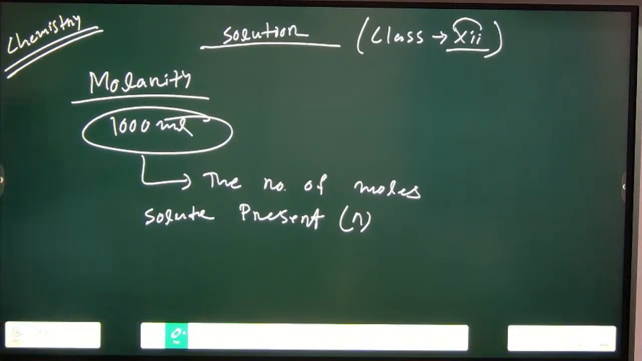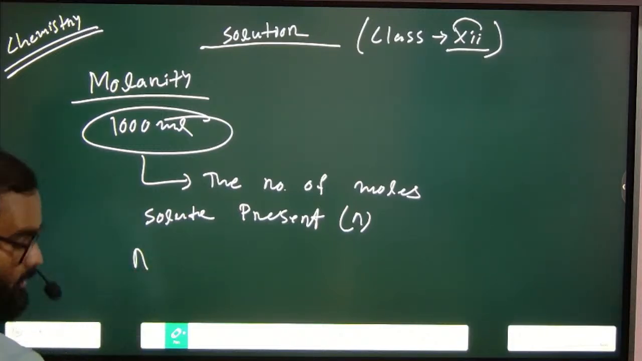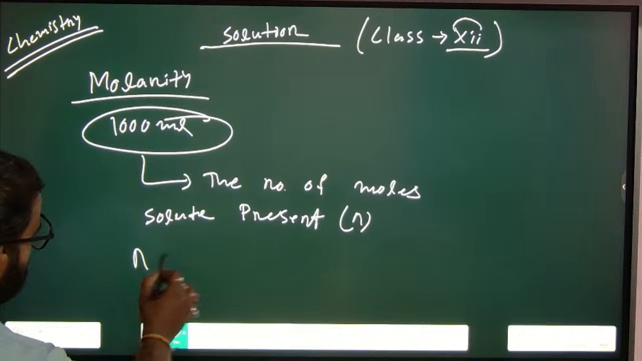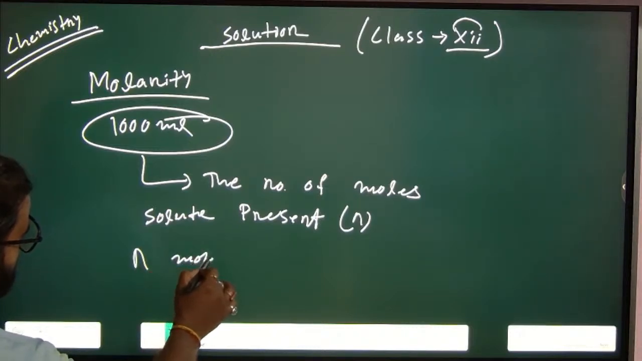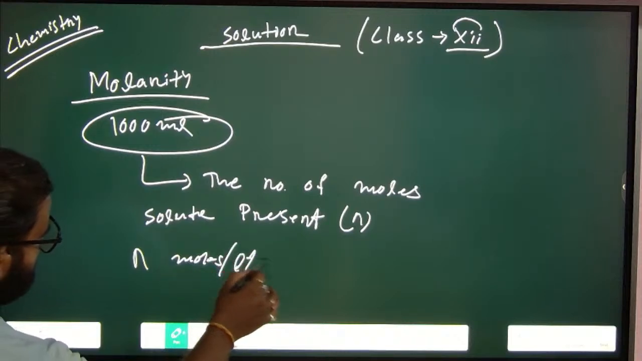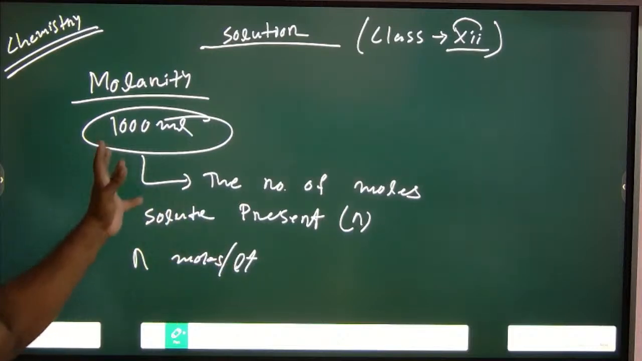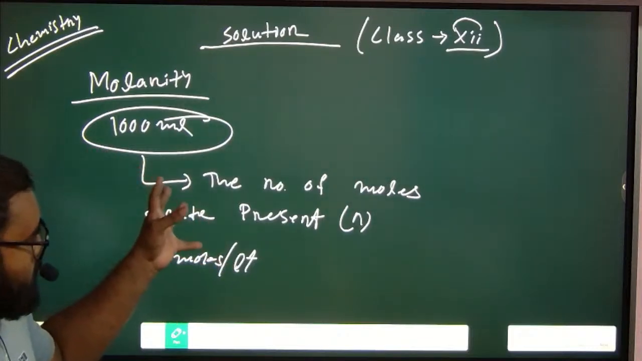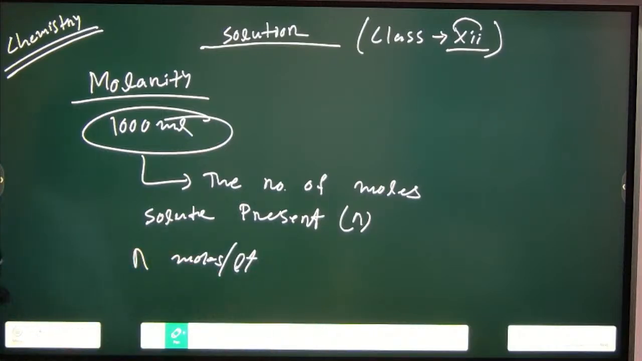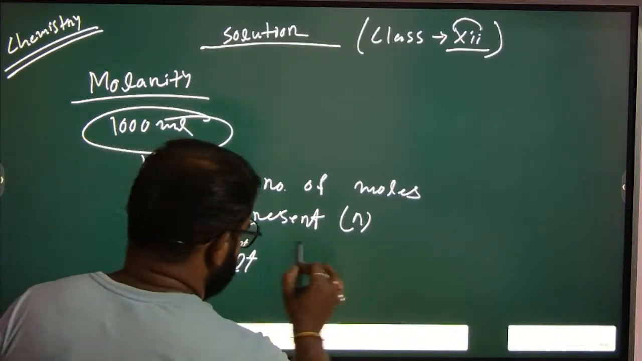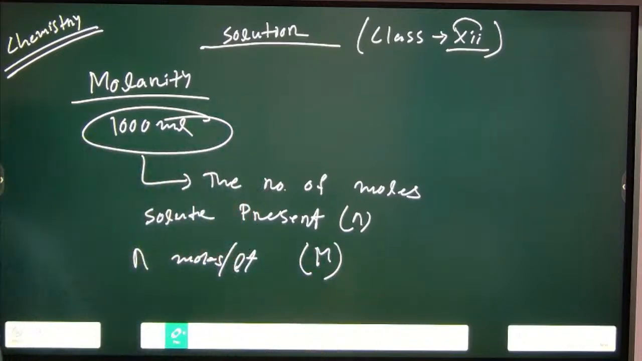then the molarity of this solution is n mole, n molarity. The unit of molarity is moles per liter, because 1000 ml means 1 liter. So in 1 liter solution n number of moles are present, so moles per liter. And we can denote molarity by capital M.